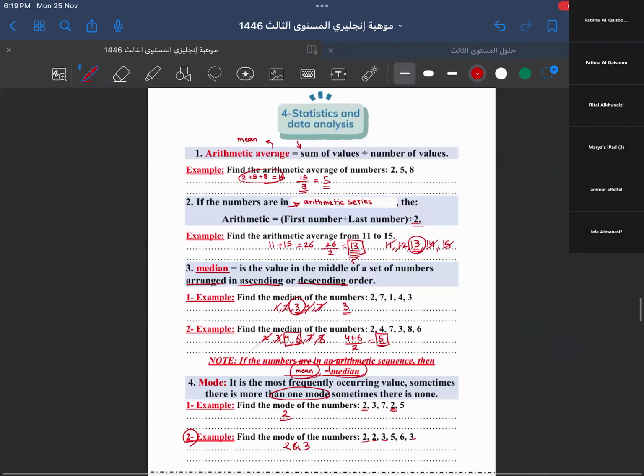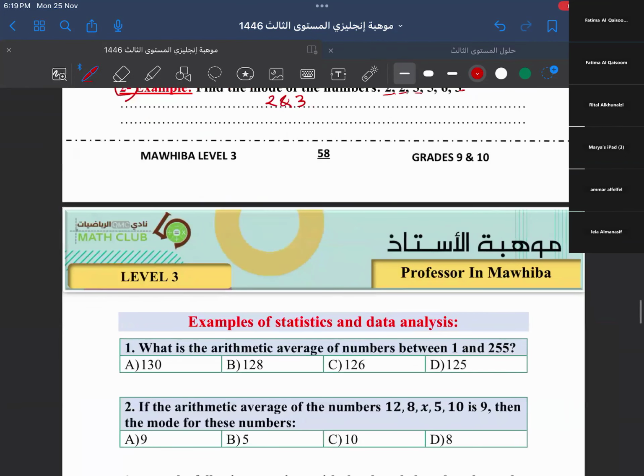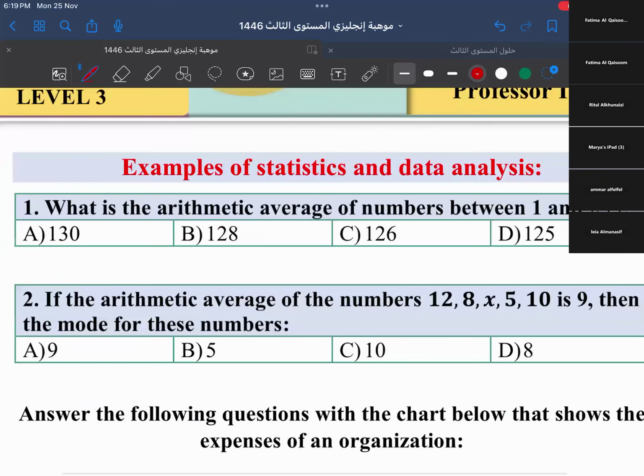So these are basically the terms that you need to know about statistics: the mean or the average, the median, and the mode. These 3 are the basics of statistics, okay? So now we're going to solve some questions about statistics and data analysis. Let's see the first question.